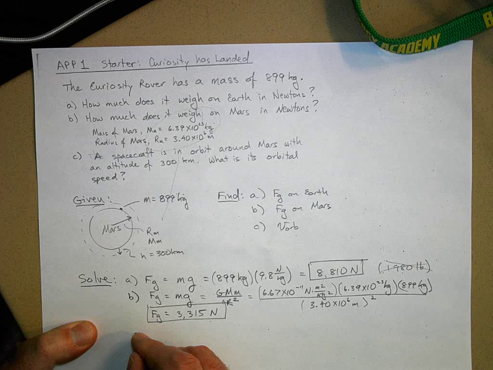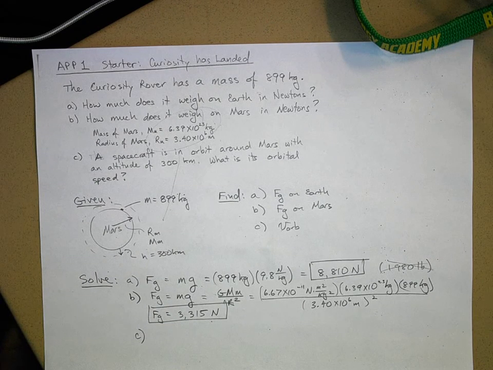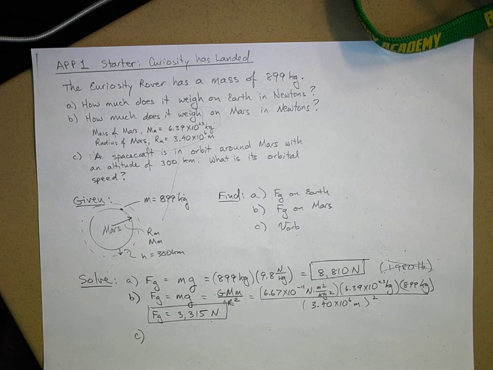Now, part C. What would that be in pounds? Divide it by 4.45, and that's about 745 pounds. It weighs about 745 pounds on Mars. So if you're an engineer designing this probe or this rover, you need to design it to take that weight. It also has to survive launch and re-entry, so there are some really big forces there. There are a lot of things to consider when you're designing these spacecraft.